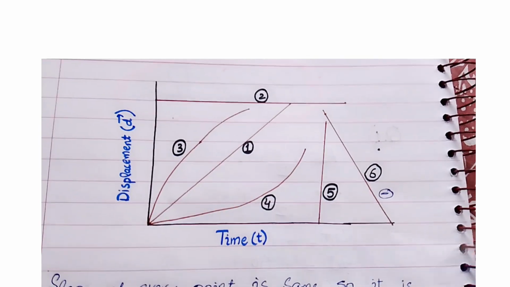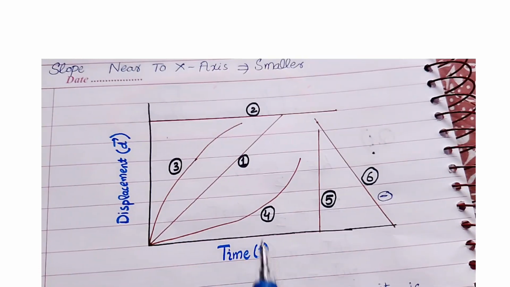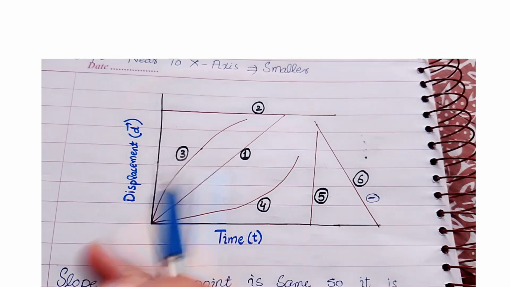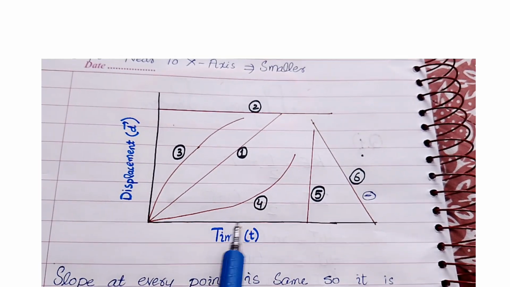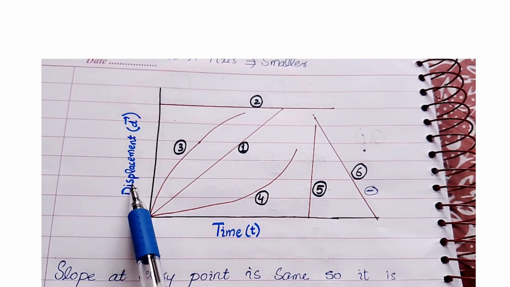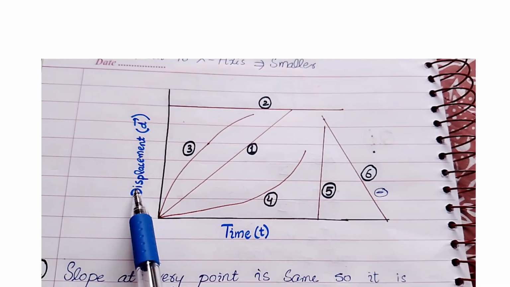Let's see, this is displacement, this is time. Here we can also put velocity against time when we need to calculate acceleration, because acceleration is the rate of change of velocity. So we can apply the same things to acceleration.